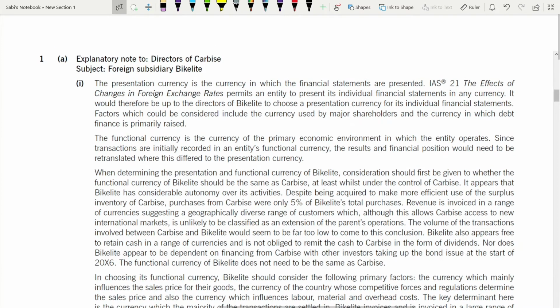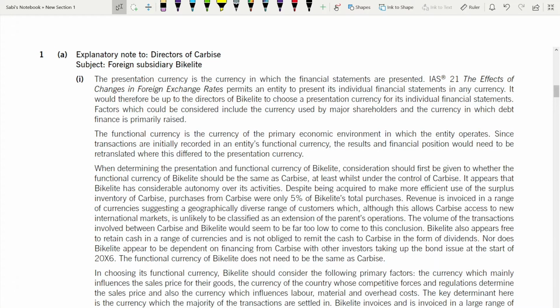Okay, so now when you are answering what is presentation and what is functional, explain it in different paragraphs. For presentation currency, we have one paragraph, and for functional currency, you can see in the answer itself, different paragraphs, right? So paragraph 1 says the presentation currency is the currency, define it. It is under IAS 21. Presentation currency is the currency in which the financial statements are presented.